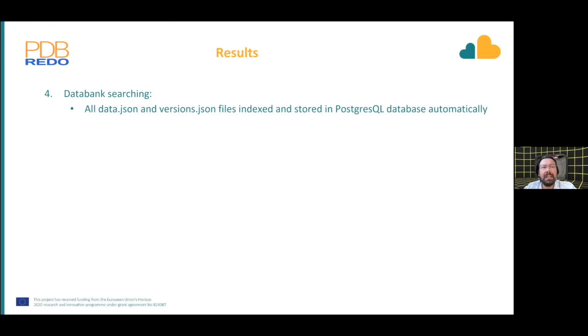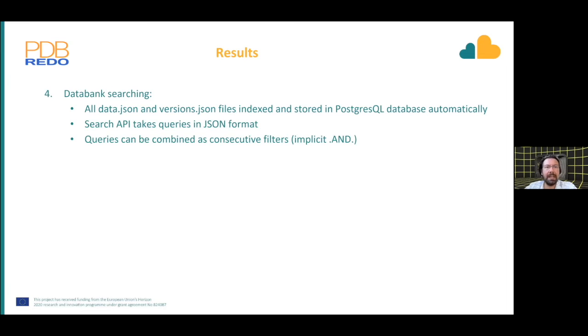So finally, in terms of data bank searching, we've indexed all these data.json and versions.json files, put them in a PostgreSQL database, and this is done now automatically with every update of the PDB-REDO data bank. And we made a search API that takes queries in JSON format. It will be a full REST API at a later stage. And these queries can be combined as consecutive filters to build up your data set.